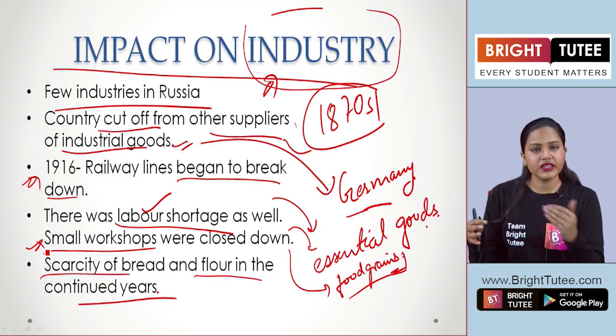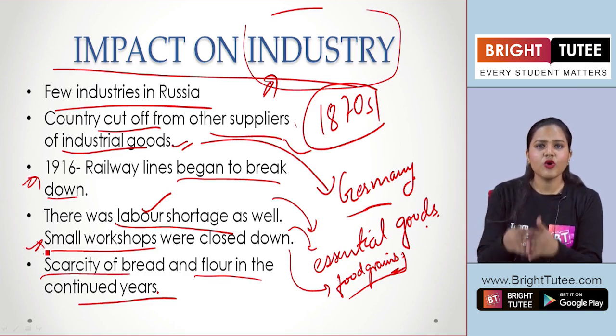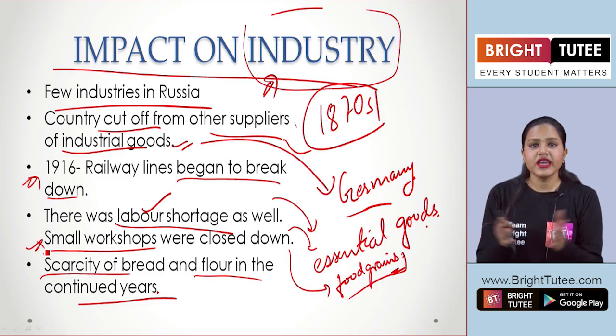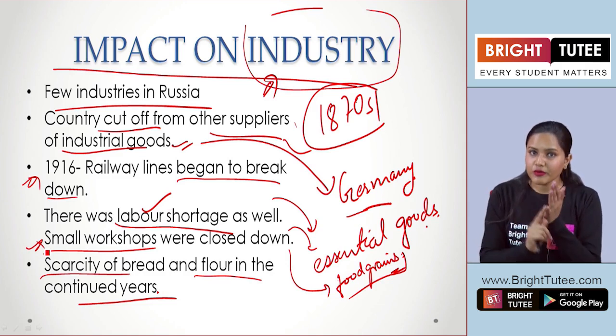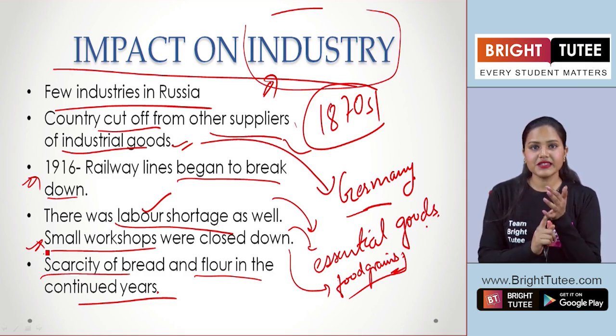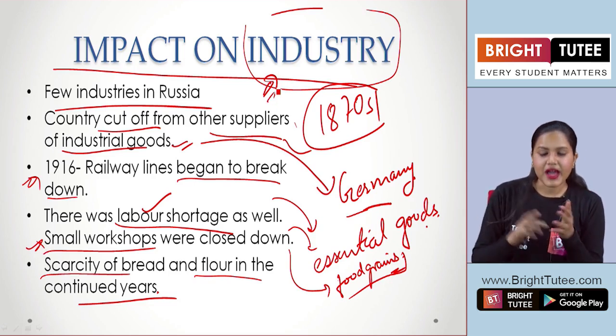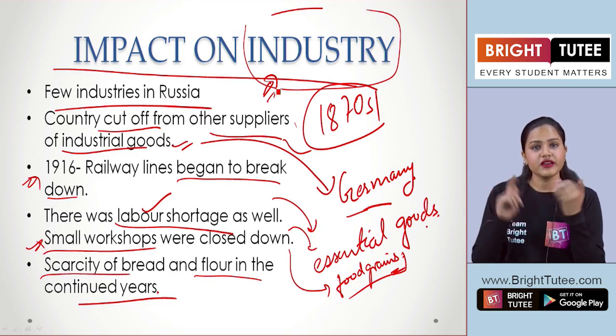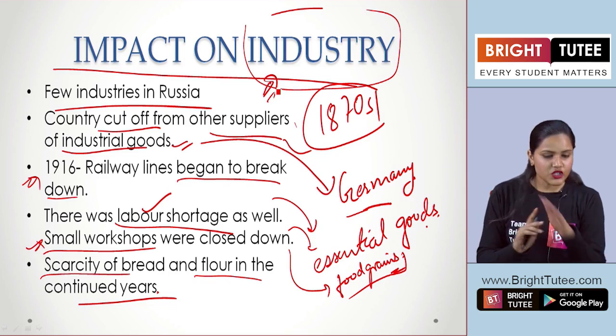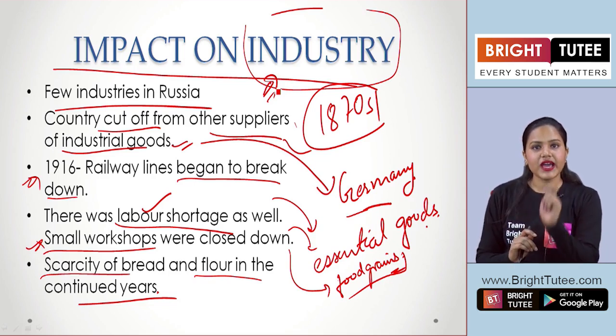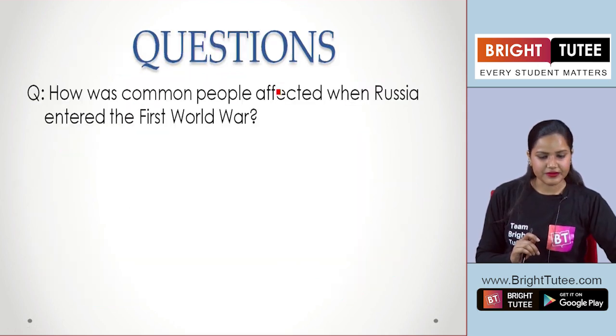The common people were not allowed to work here. All these workshops were closed. So therefore we can say that common people were also being impacted here, and it also impacted the Russian industries on a large scale here. So this was all about the First World War and its effects on Russia.